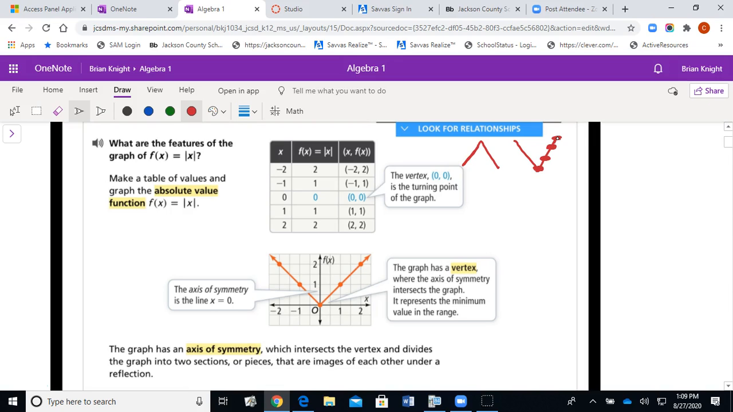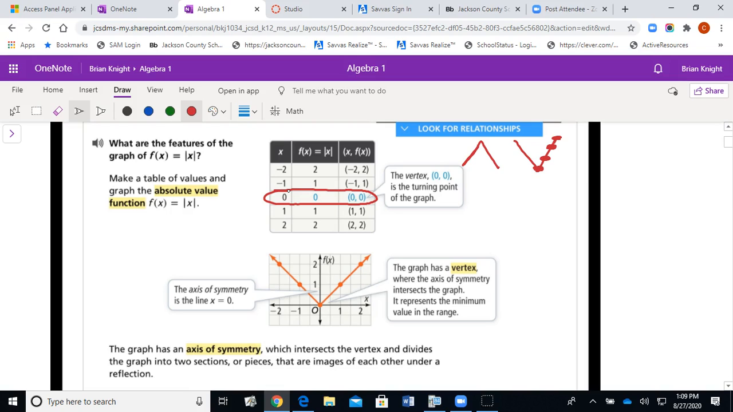All right? And so what you're going to do, your first point should always be what makes the absolute value 0. Now notice, I didn't say what makes x 0. What makes the absolute value 0? Does that make sense? Okay? So in this case, what makes the absolute value 0? 0. So this right here, that is your vertex. Okay? You get the y like you always get the y, you plug in the x. 0, absolute value 0 is 0.